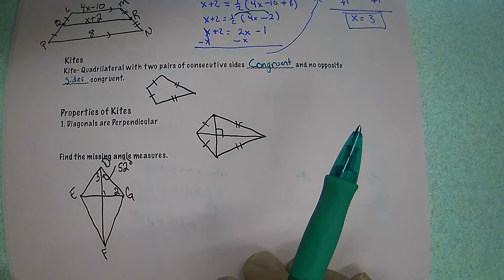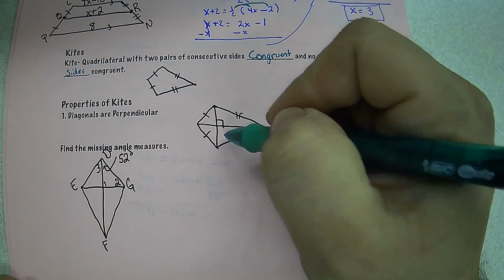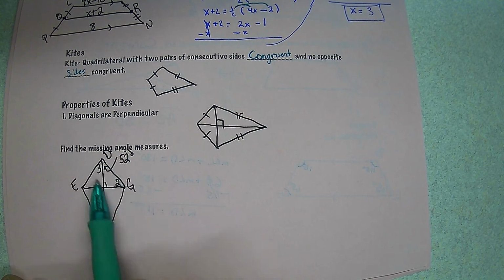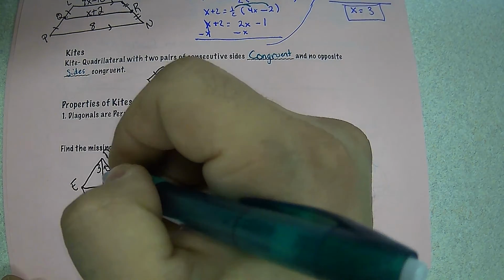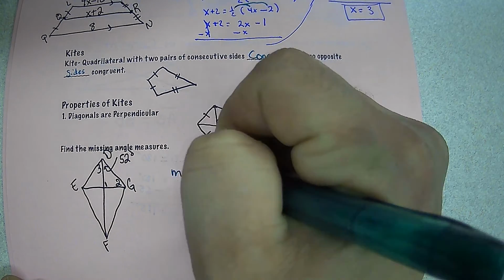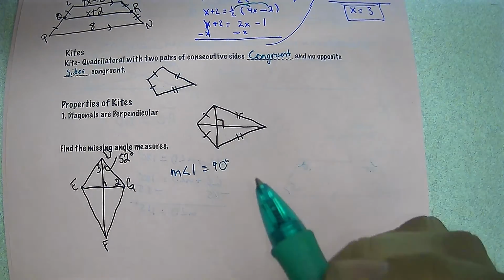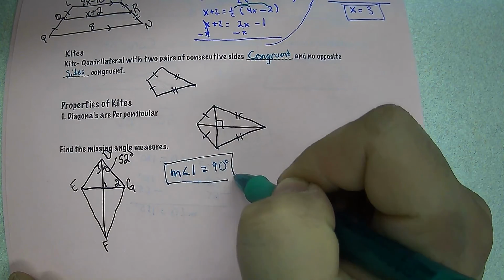The key property that we're going to look at with our kites comes with the diagonals. The diagonals are going to be perpendicular. So they're going to form a 90-degree angle. So if I'm looking here and I want to find the measure of these missing angles, well, the first thing I know, this angle right here is 90 degrees. I know that just by looking at it because these diagonals are going to be perpendicular.